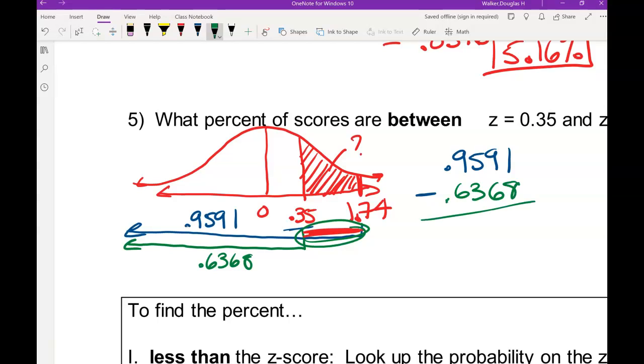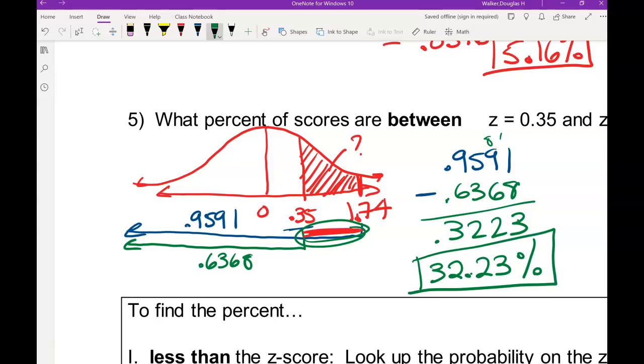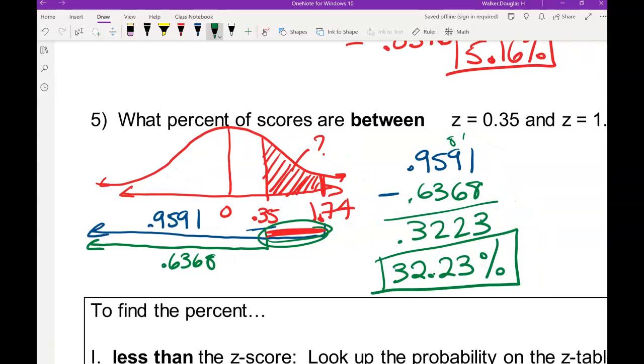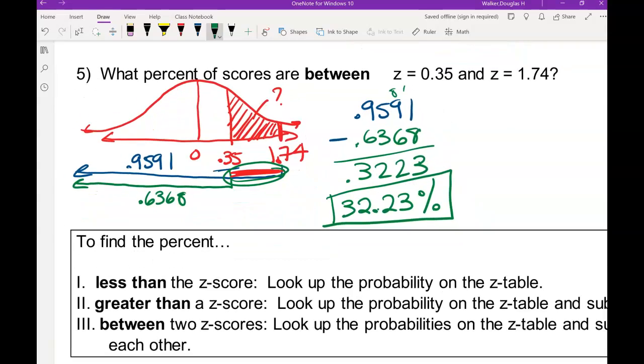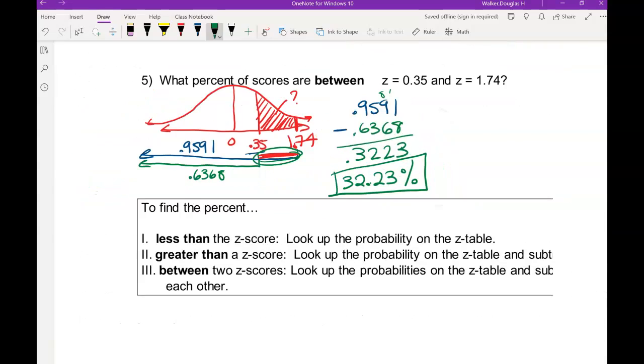So you look the two numbers up on the table, then subtract the table values. And what is that? 0.3223. So it's 32.23% are in between those two values. So here's a summary of what we've done. And hopefully this is enough to get you through the practice on this.